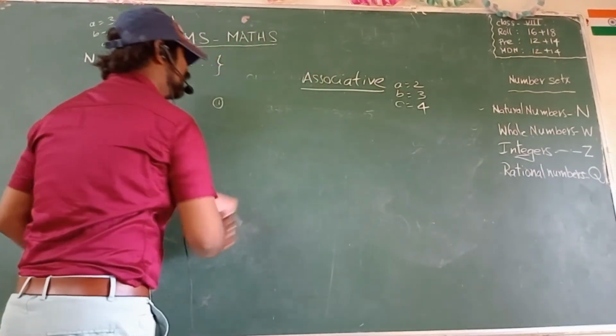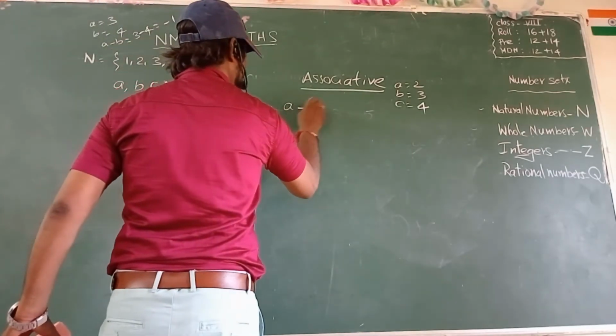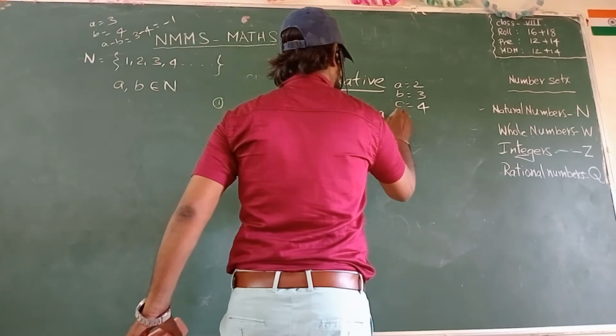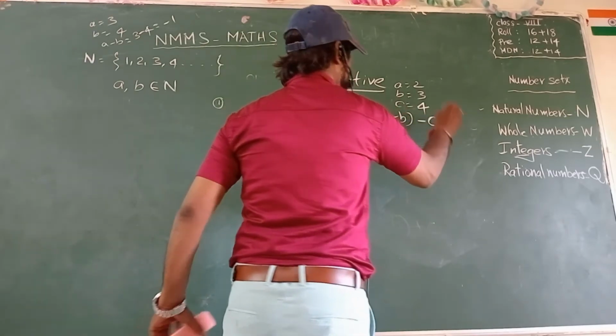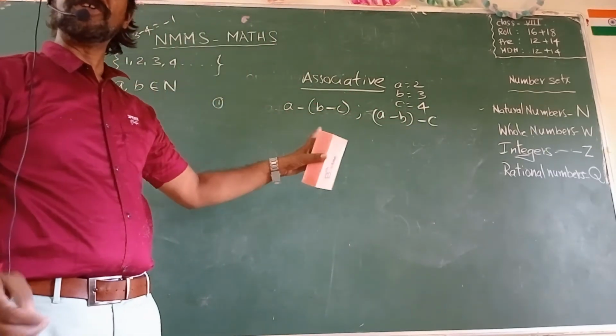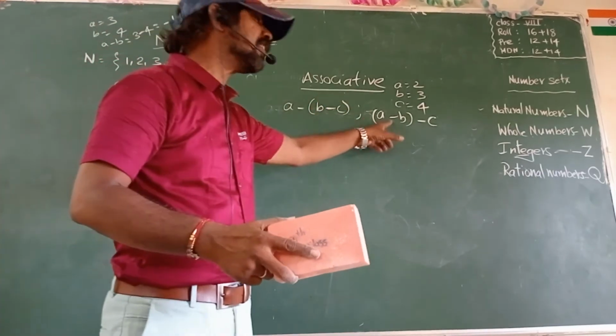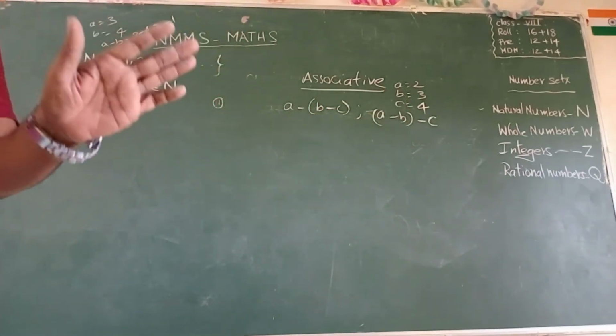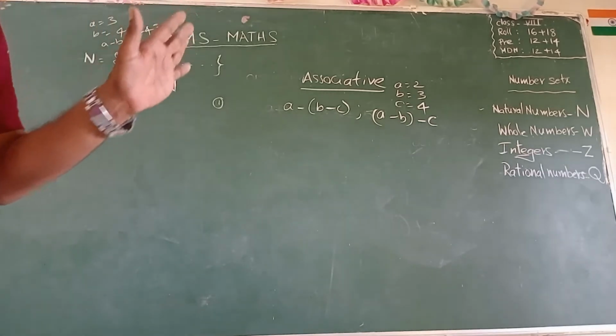Subtraction. Now we have to observe A minus B minus C and A minus B minus C. We have to see these two. If we are getting the same answer for these two, then it is associative. Otherwise, it is not associative.